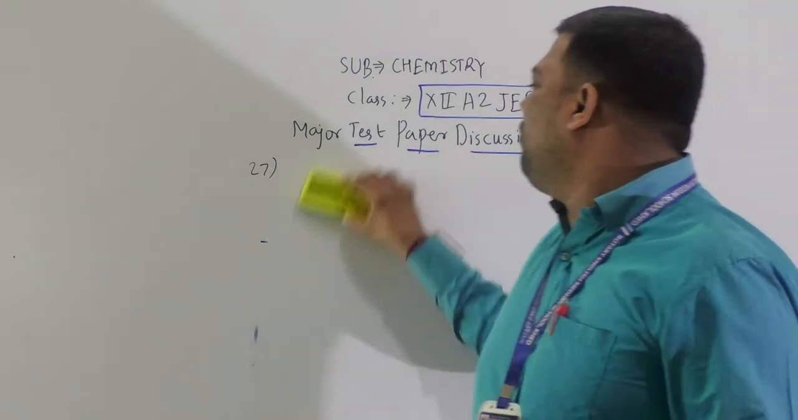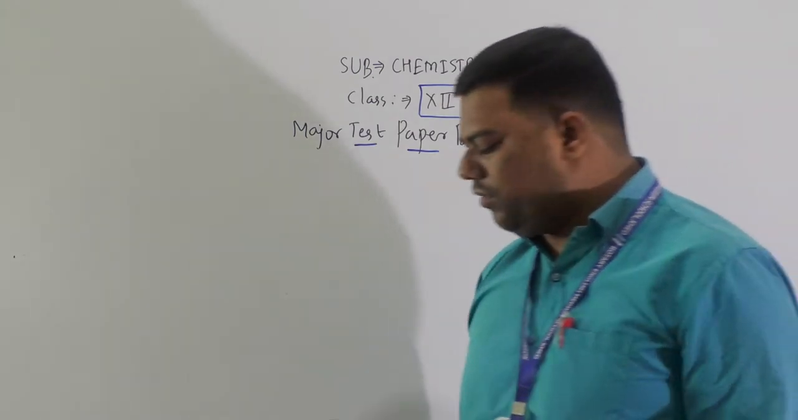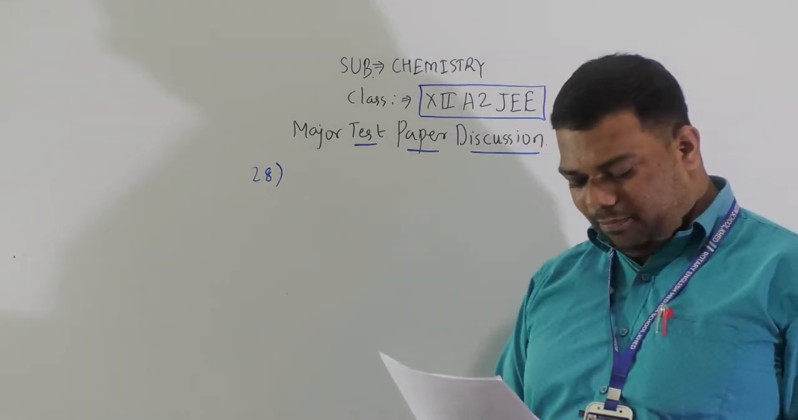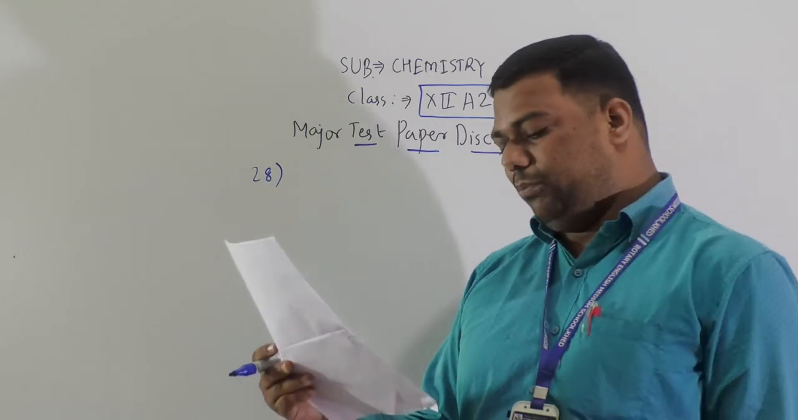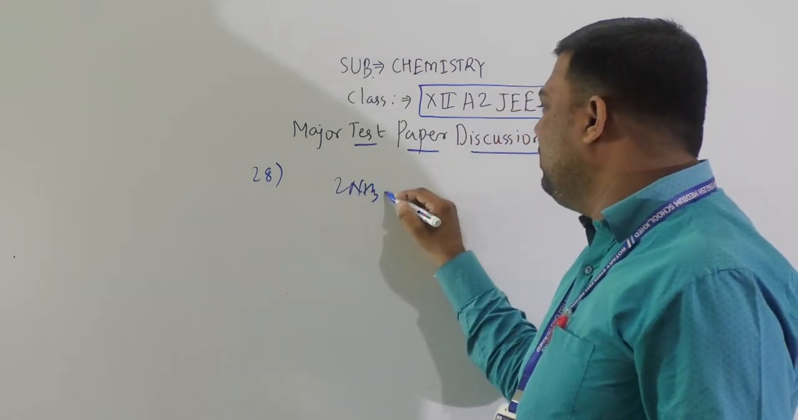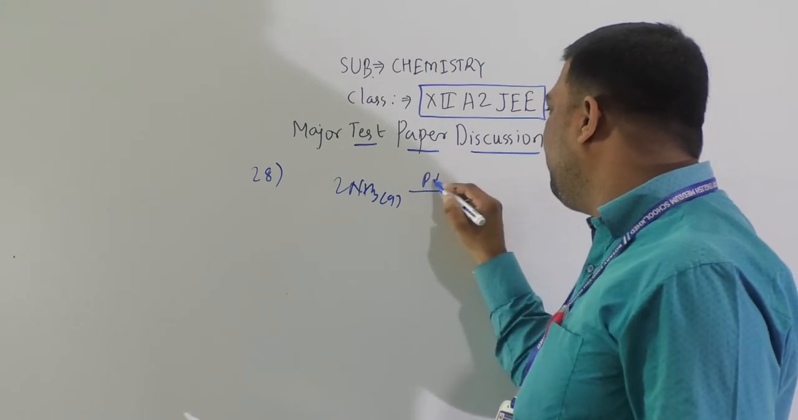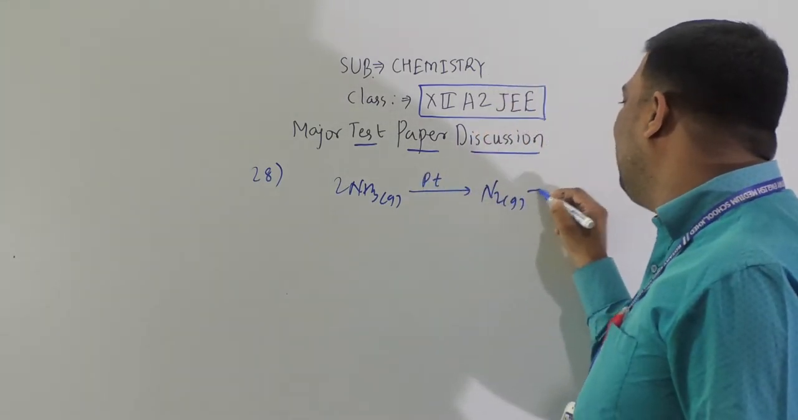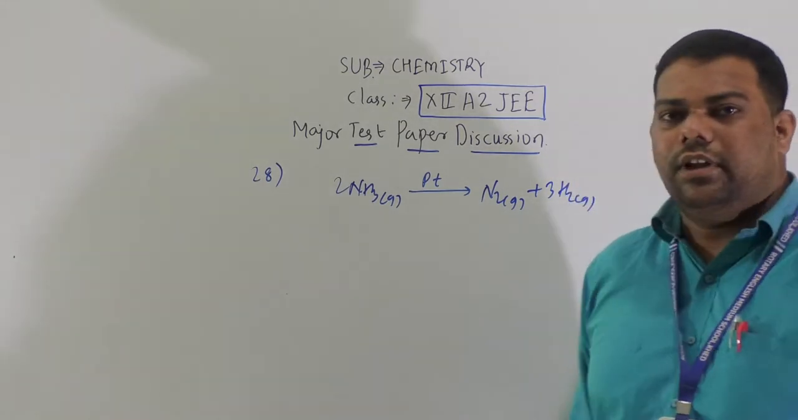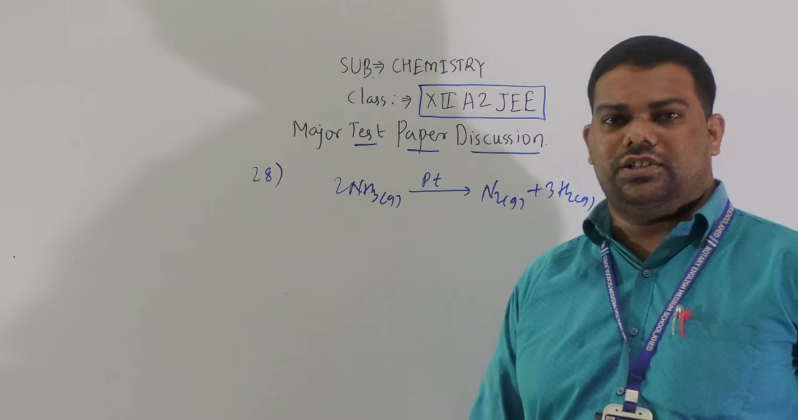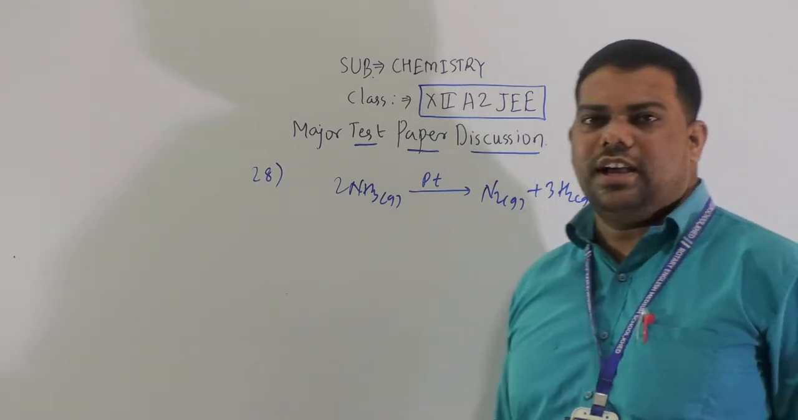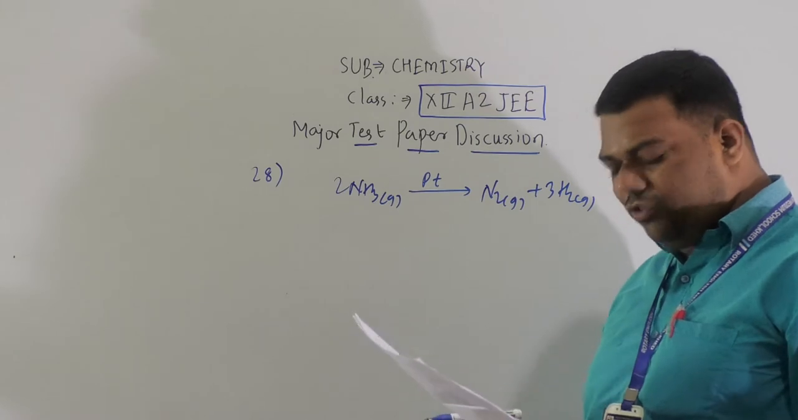Now we will see question number 28. See, the decomposition of ammonia on a platinum surface. The reaction is 2NH3 gaseous, decomposing on the platinum surface, gives N2 gaseous plus 3H2 gaseous. It is a zero order reaction. Always keep in mind, whenever a reaction is in the presence of a catalyst, it is a zero order reaction. It is present in our NCERT Part 1, chemical kinetics, zero order reaction; they give only this example there.